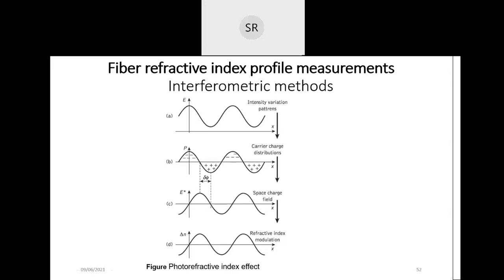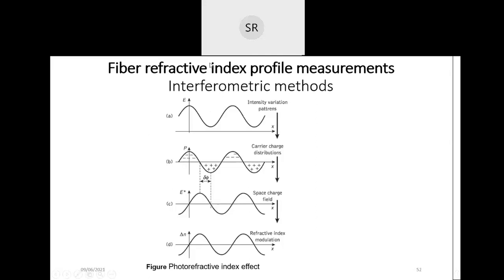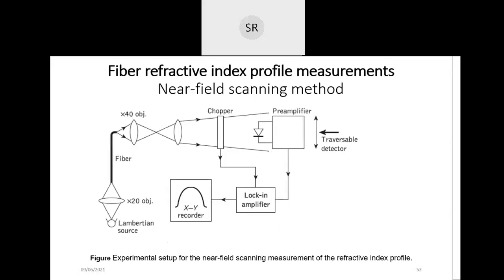Now in this particular case, two optical signals are used to obtain the refractive index profile of an optical fiber. Those two signals are nothing but an original signal and a delayed signal, and that will give you the variation in the refractive index. So another method is what?